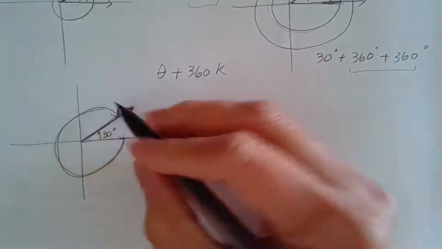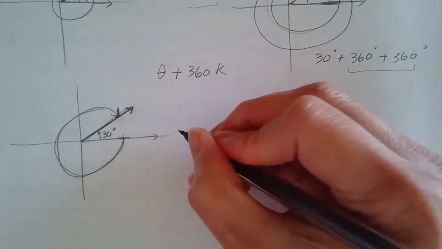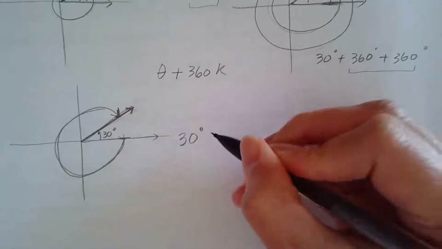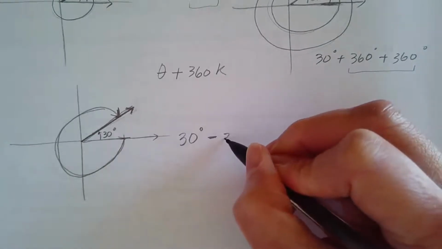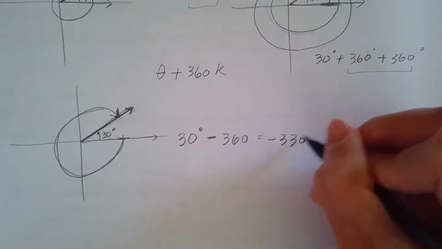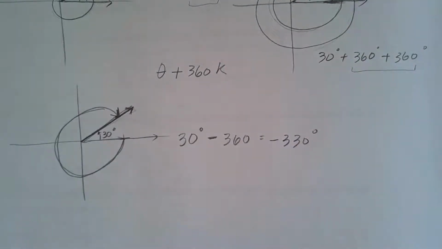So what angle is that? So that's basically 30 degrees minus 360 degrees. That's actually negative 330 degrees.